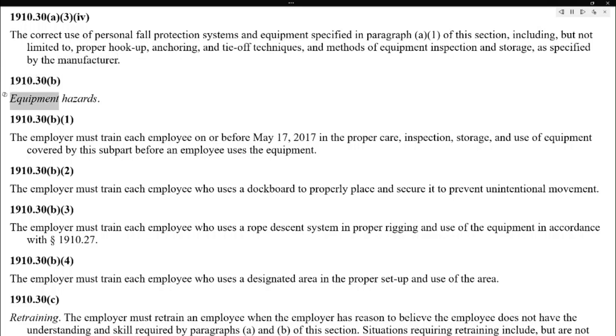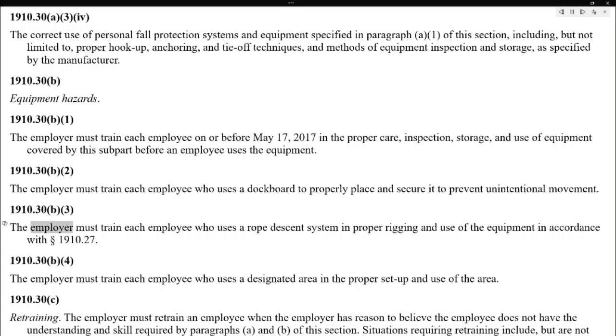1910.30(b) Equipment hazards. 1910.30(b)(1). The employer must train each employee on or before May 17, 2017 in the proper care, inspection, storage, and use of equipment covered by this subpart before an employee uses the equipment. 1910.30(b)(2). The employer must train each employee who uses a dock board to properly place and secure it to prevent unintentional movement.